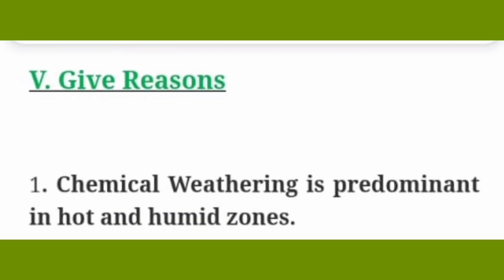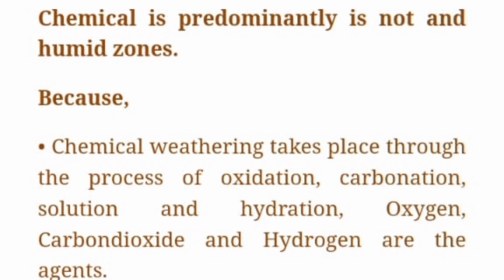Fifth Roman letter, give reason. First question, chemical weathering is predominant in hot and humid zones. Chemical weathering is predominant in hot and humid zones because chemical weathering takes place through the process of oxidation, carbonation, solution and hydration. Oxygen, carbon dioxide and hydrogen are the agents.